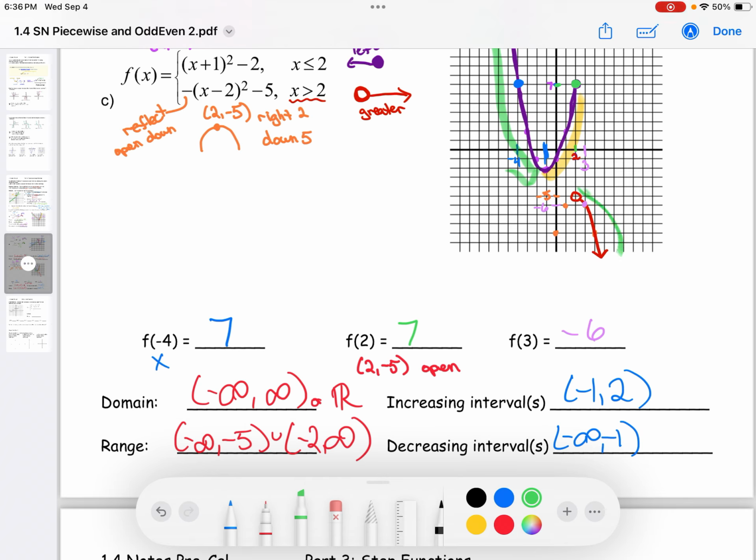Then when we start with the other piece, we decrease again. So that would be a decreasing interval from positive 2 out to infinity.